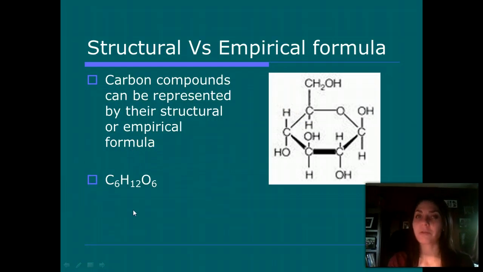An empirical formula is just going to tell you the number of atoms that are represented by each. So for example, right here, we have C6H12O6. And if anybody knows what this is, you can shout it out to yourself and feel really cool. It's glucose. Alright, so this means that we have 6 carbons, we have 12 hydrogens, and we have 6 oxygens.